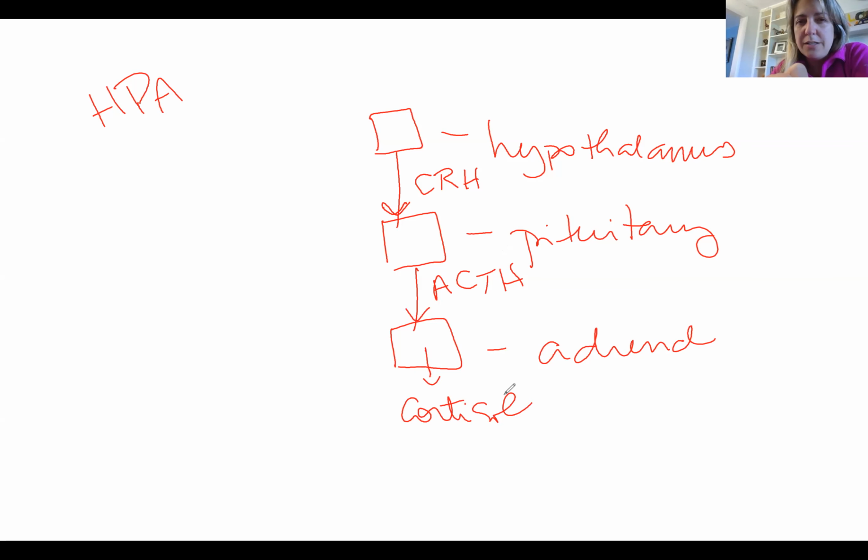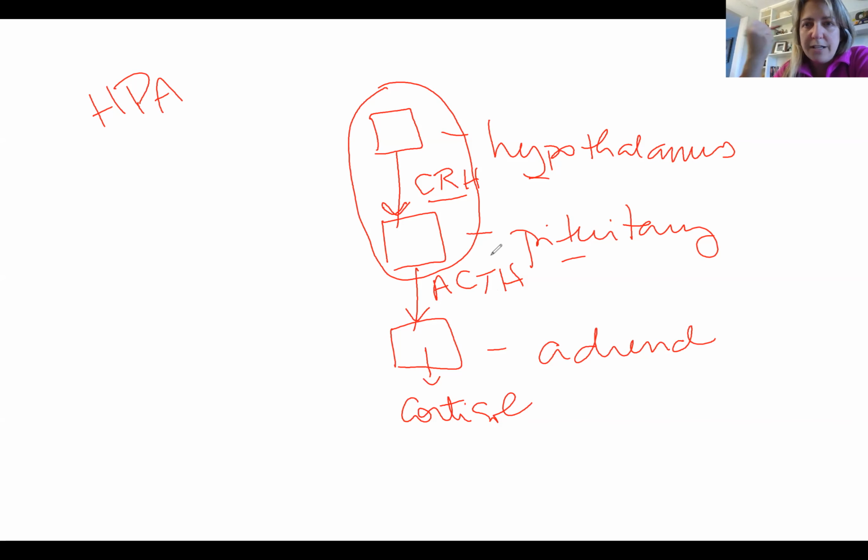Which is interesting because the hypothalamus and the pituitary glands are located in the cranium, in the brain. And this relationship right here is very, very tightly connected. So this CRH doesn't reach the whole blood circulation, okay? But ACTH does. When the pituitary releases ACTH, it goes all the way through the blood and it reaches the adrenal glands that sit on top of the kidney so they can release cortisol.